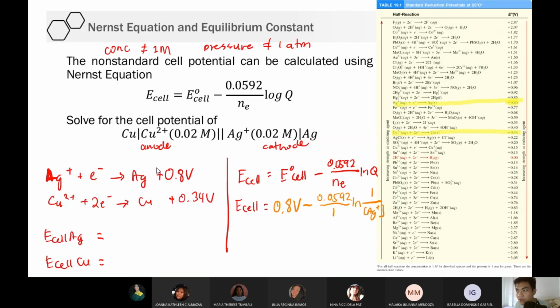You plug in the concentration of silver according to the problem. That's 0.02. So we will get 0.8 minus 0.0592 over 1. This is log pala, sorry. Logarithm 1 over the concentration of silver, which is 0.02. Pindutin na lang yan sa calcu. 0.8 minus 0.0592 divided by 1 log base 10 of 1 over 0.02.